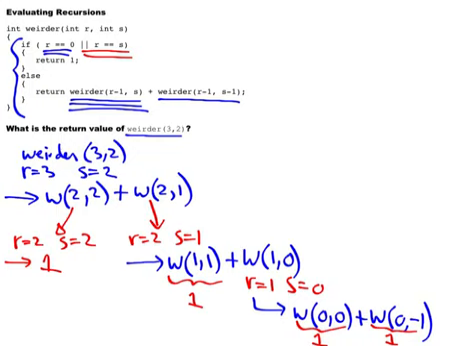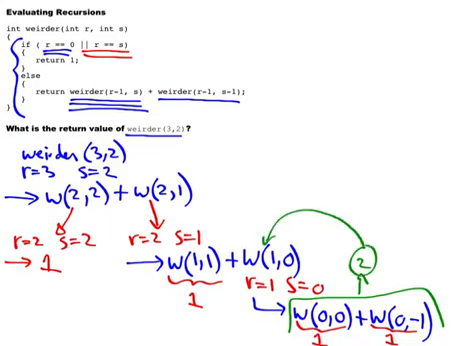And now we can start the backlog. This whole call is going to return the value 2. And the value 2 is going to backlog to weirder 1, 0. And now we see this whole call is 1 plus 2, so we get 3.